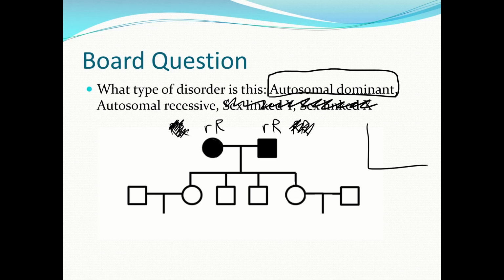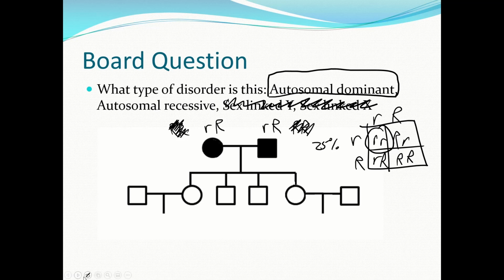So if we did a Punnett square for this, there's a 25% chance that none of their kids have it. Okay? But let's take a look at what recessive would mean.